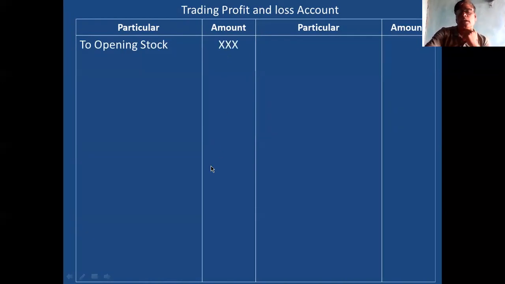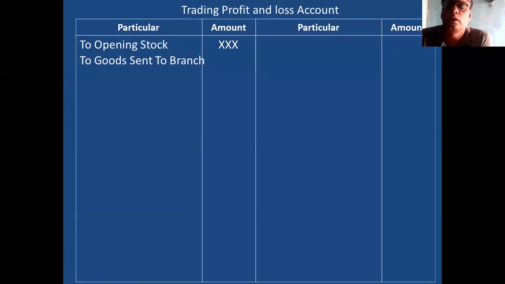You write. What is the second item in your trading account? To purchases. Instead of that, you take goods sent to branch. Goods sent to branch you take. This is called as purchase. Any doubt?